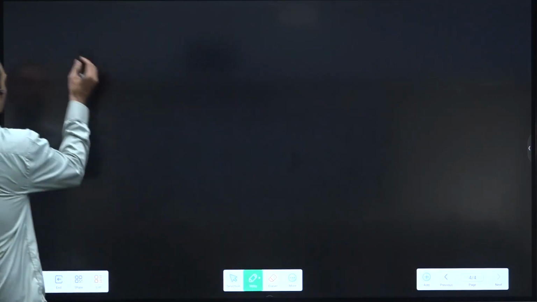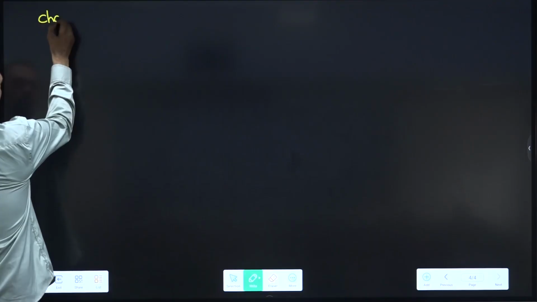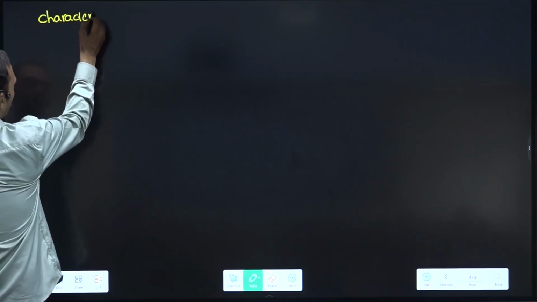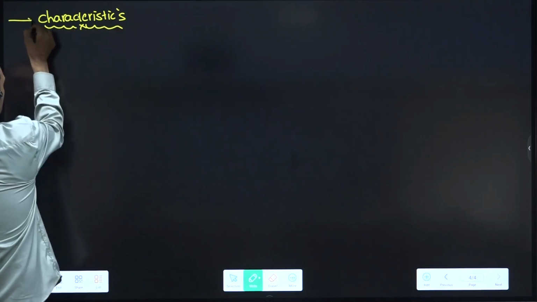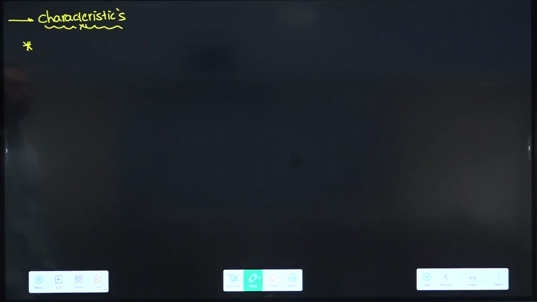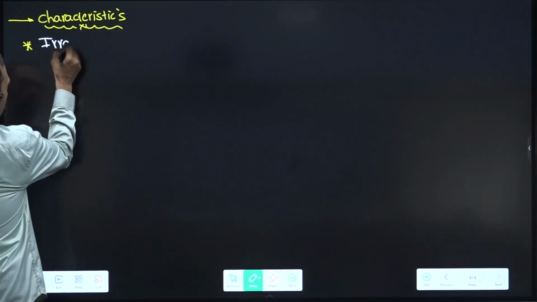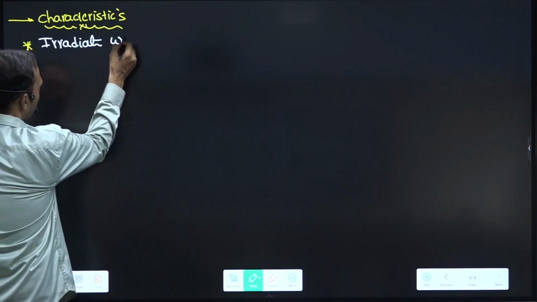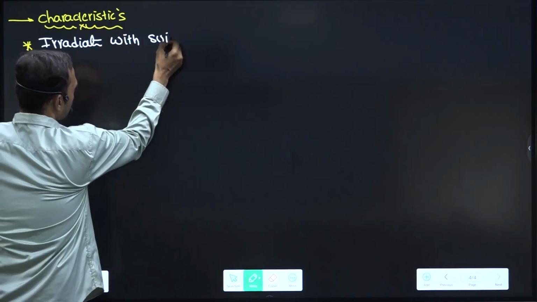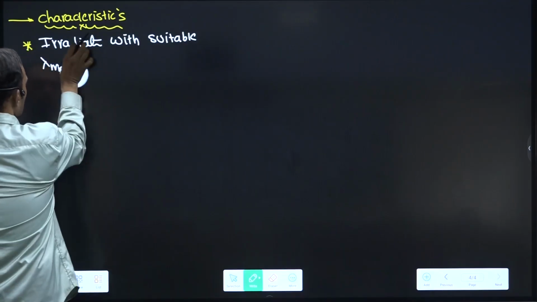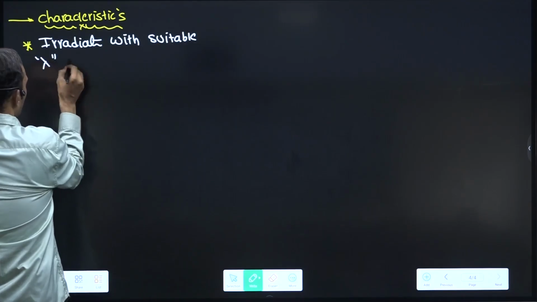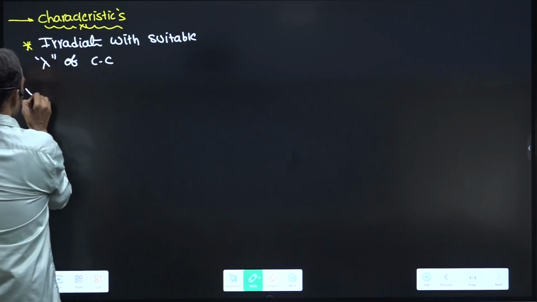Now, let us get the characteristics of this reaction. Characteristics of photoreduction means what are the key points involved in photoreduction. First one, irradiate with suitable lambda max, or suitable lambda of carbonyl compound.